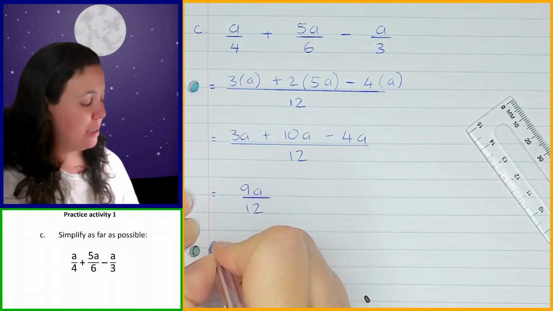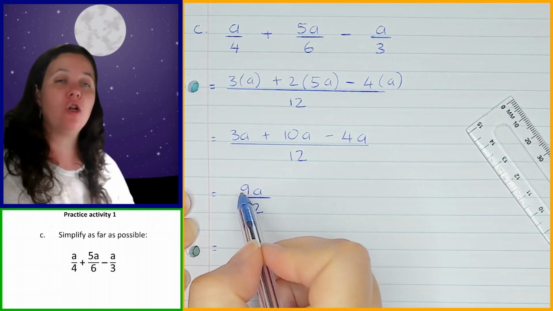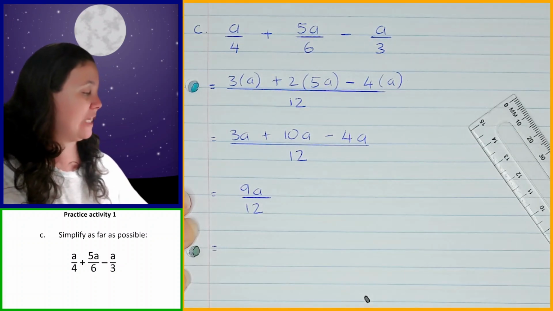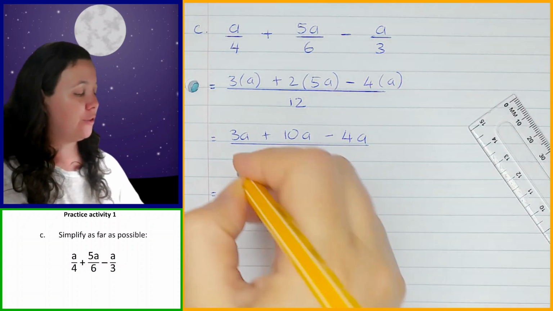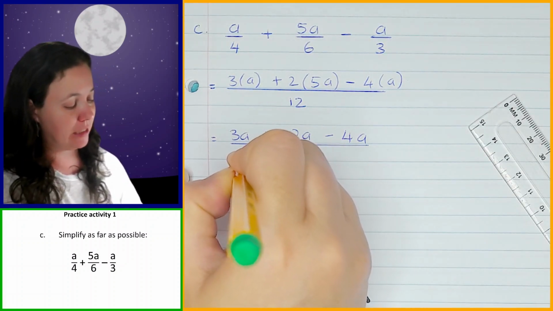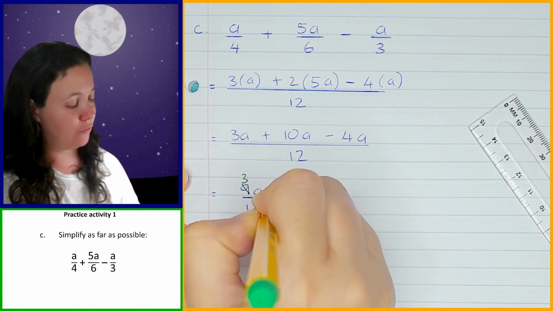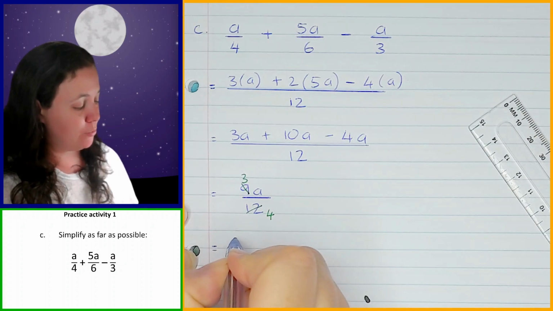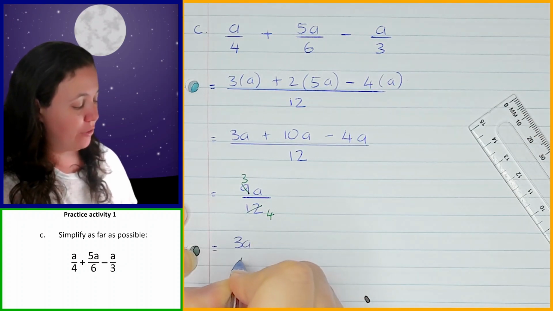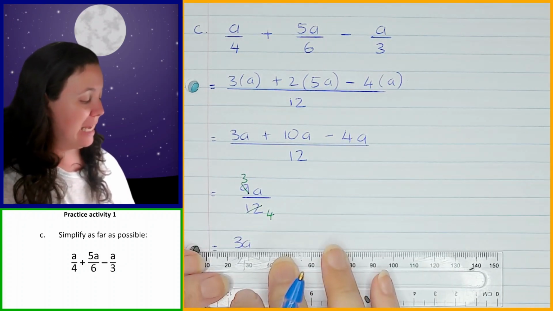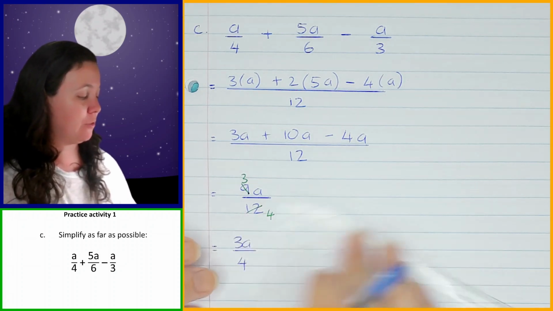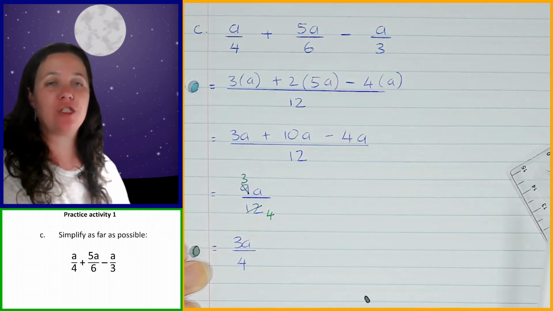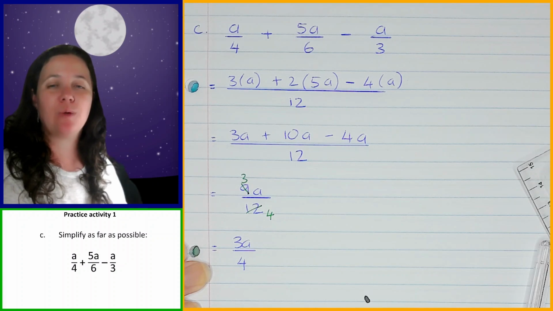Okay, but now I'm not done yet, because if you look at the 9a over 12, I can actually simplify that further. 3 goes into 9 3 times, and 3 goes into 12 4 times. So your final answer for this one should be 3a over 4. And now it is simplified as far as possible. So that's what you should have got for question C. Right, now let's go on to the next one, question D.